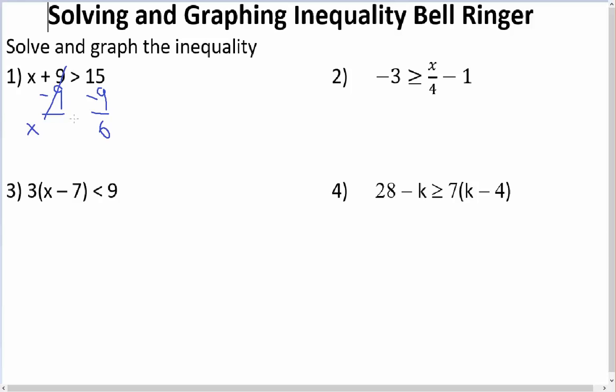And since we've done nothing to manipulate the inequality, and that would be by multiplying or dividing by a negative, it stays the same. And x is greater than 6.